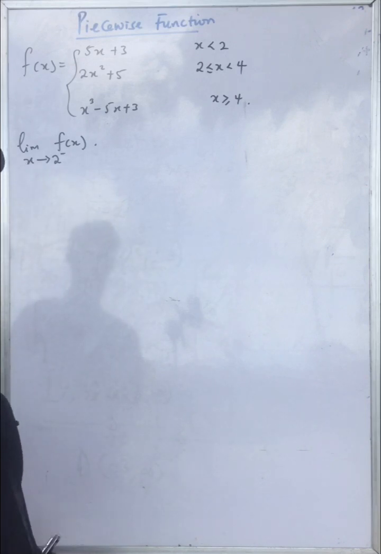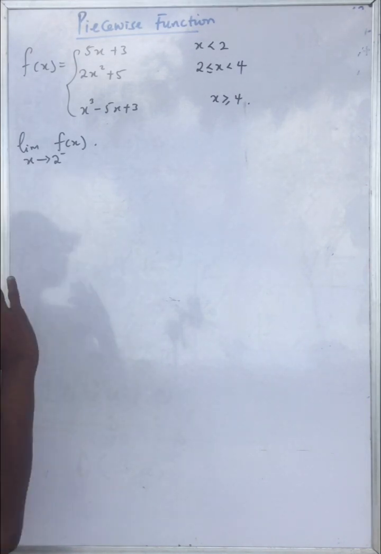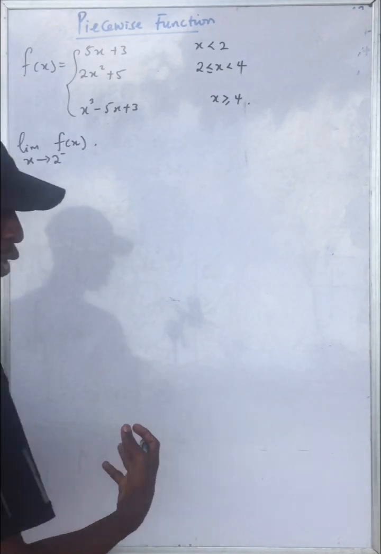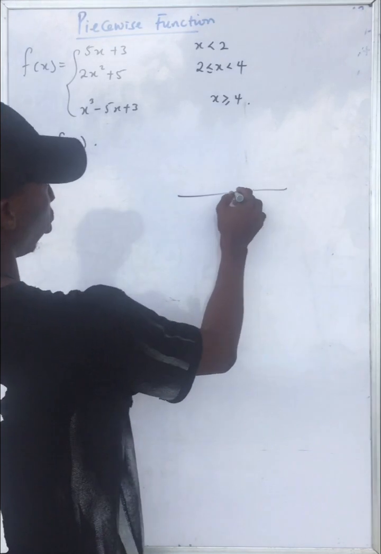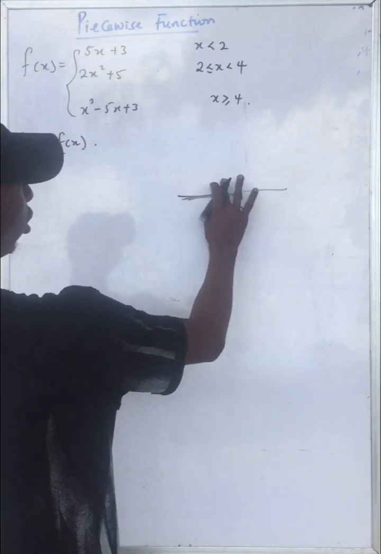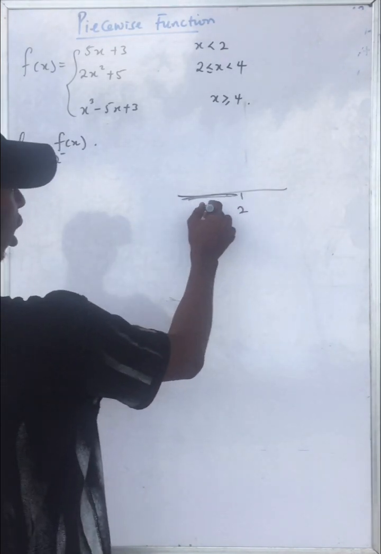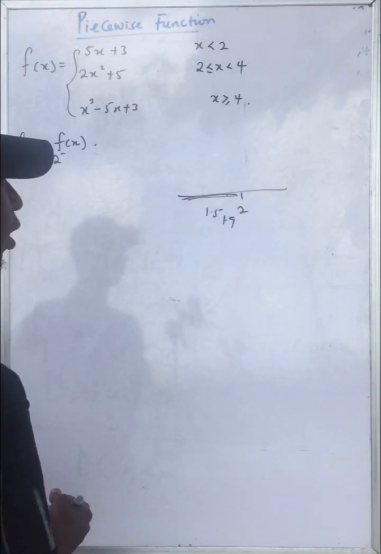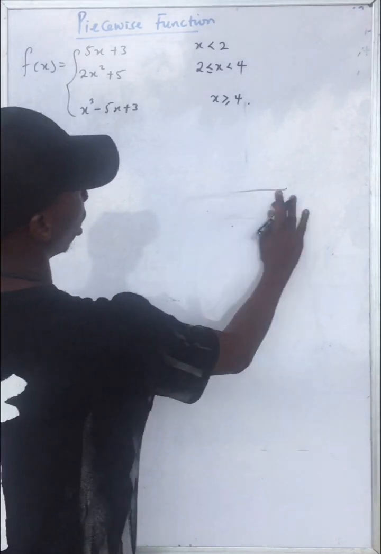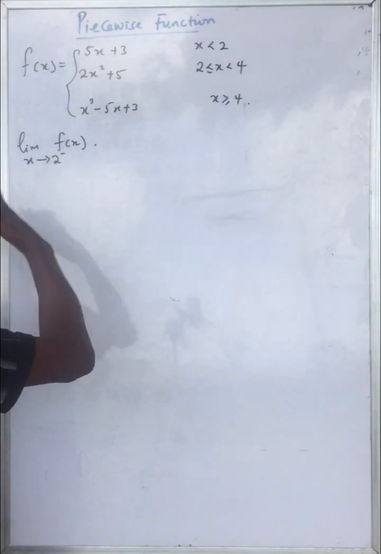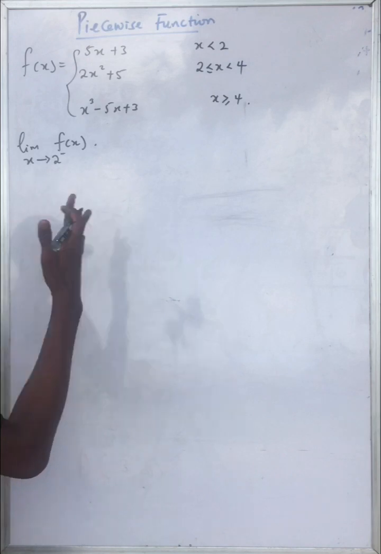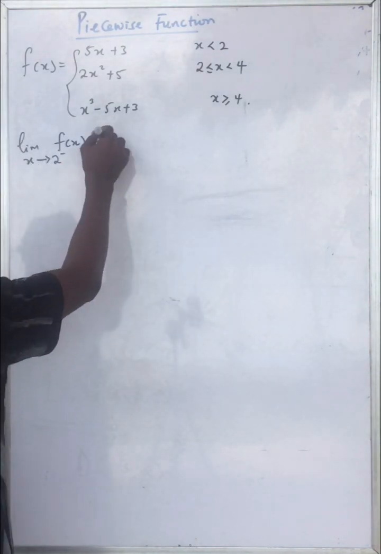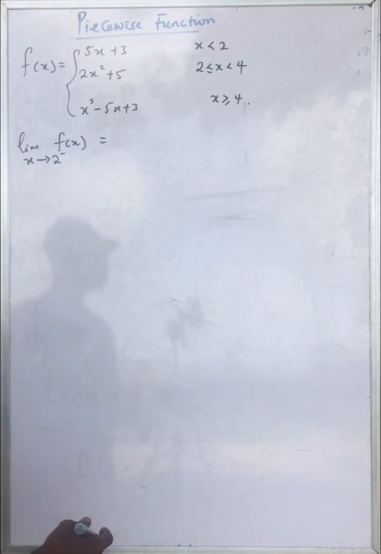If we are going to find the limit as x approaches 2 from the left, how do we find that one? Remember, 2 from the left, we are coming from this side here. All the values from the left, we can have 1.5, we can have 1.9. You understand now? So 2 from the left exists in this region here. So the limit of x approaches 2 from the left.